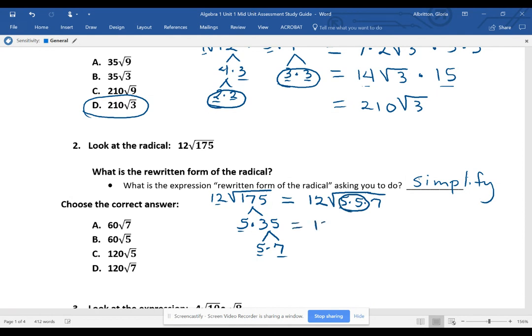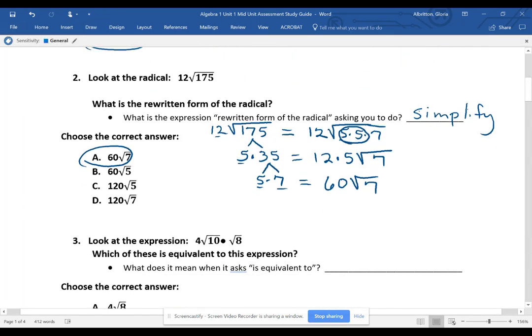So now I've got 12 times one of the 5 comes out of the radical, and the 7 has to stay because it wasn't paired up with anything else. So when I multiply 12 times 5, I end up with 60 radical 7. And that is letter A. All right, let's get number 3.